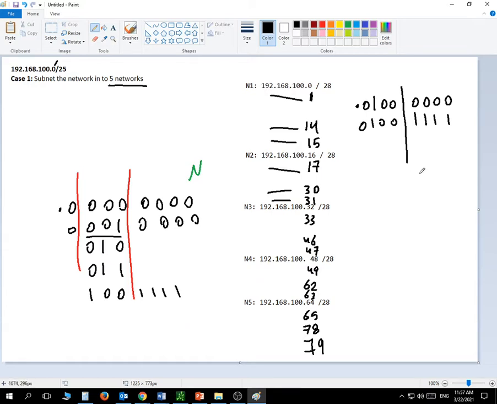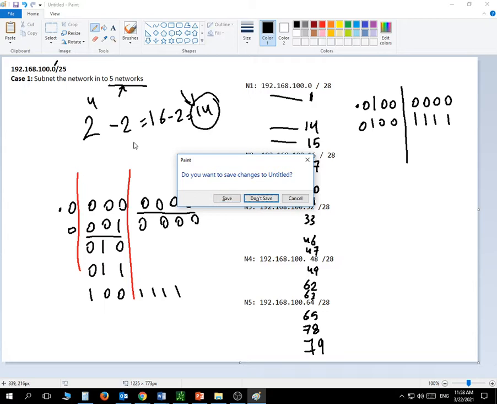Now, in addition to that, you need to know that the maximum number of devices you can have in each network is 2 to the power of those number of bits, which is 4, the remaining bits for the host portion, minus 2. So that makes it 16 minus 2. That makes it 14. So basically, you can have 14 different devices in each one of those 5 networks. Now, this will be the end of the first case.